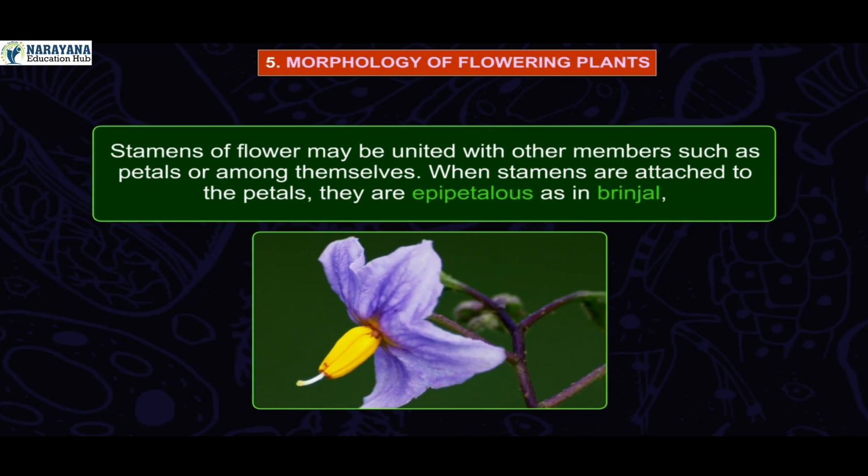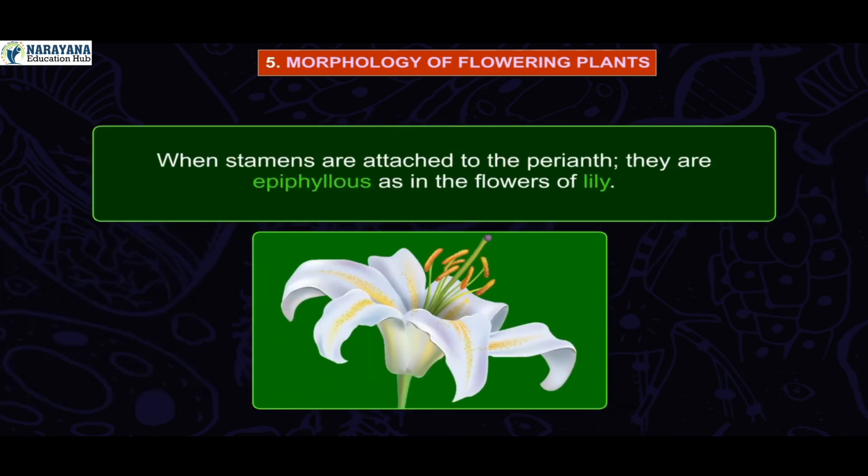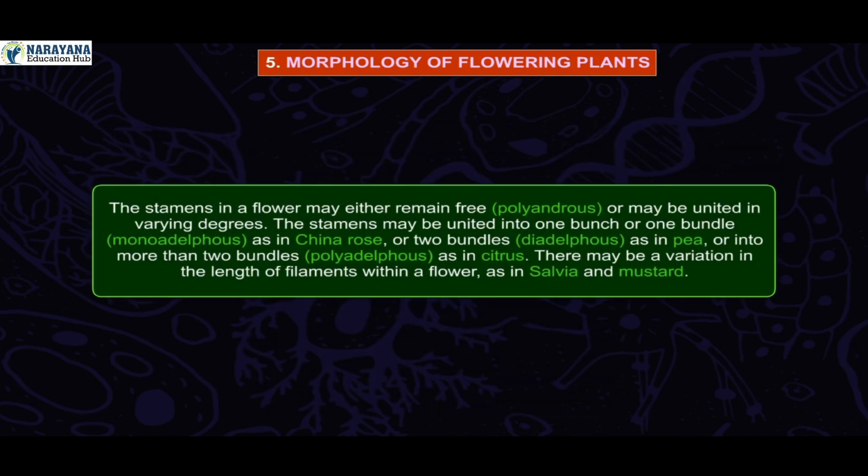Stamens of a flower may be united with other members, such as petals, or among themselves. When stamens are attached to the petals, they are epipetalous, as in brinjal. When stamens are attached to the perianth, they are epiphyllous, as in the flowers of lily. The stamens in a flower may either remain free, that is, polyandrous, or may be united in varying degrees.